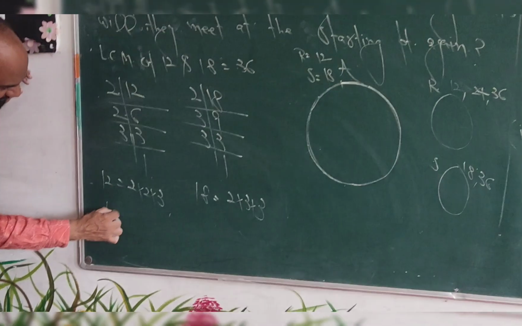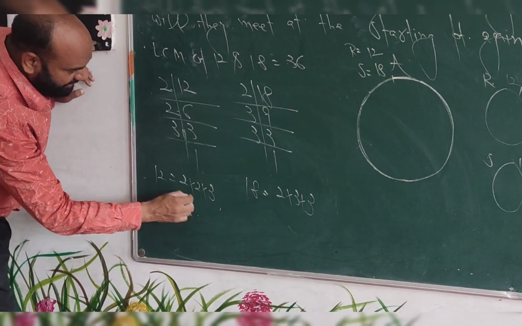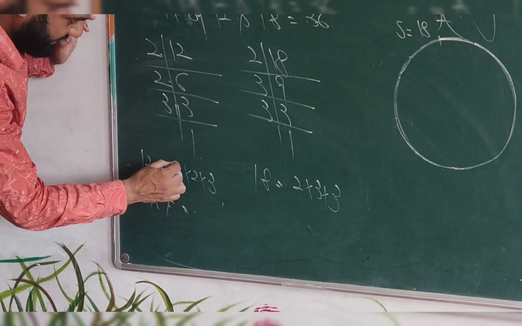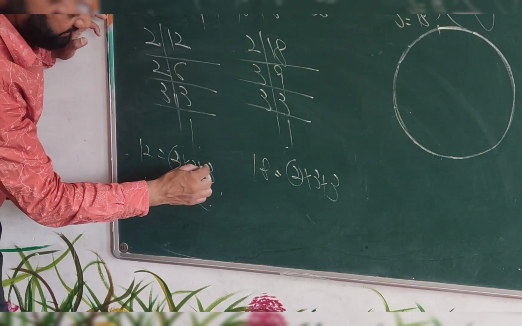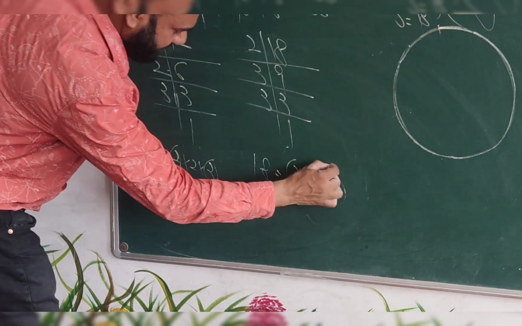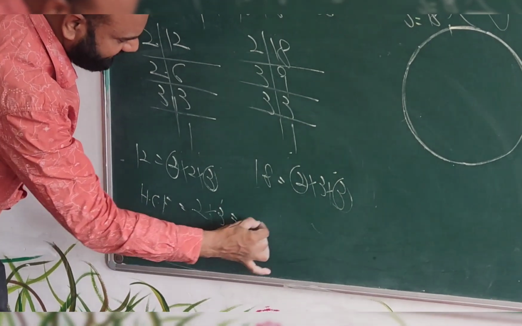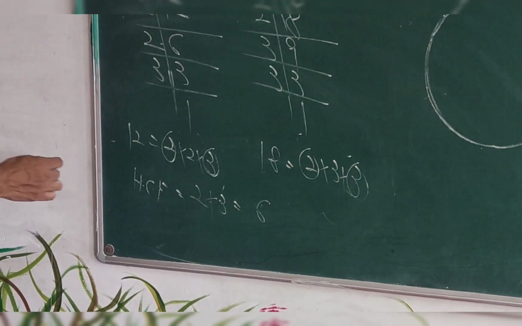Because LCM is equal to, that is 2, this is 2 and 3, and this is also 3. So 2 multiplied by 3 is equal to 6. This is the LCM.